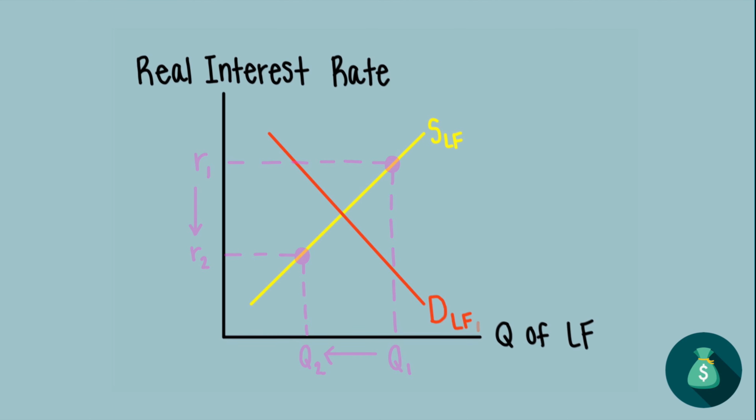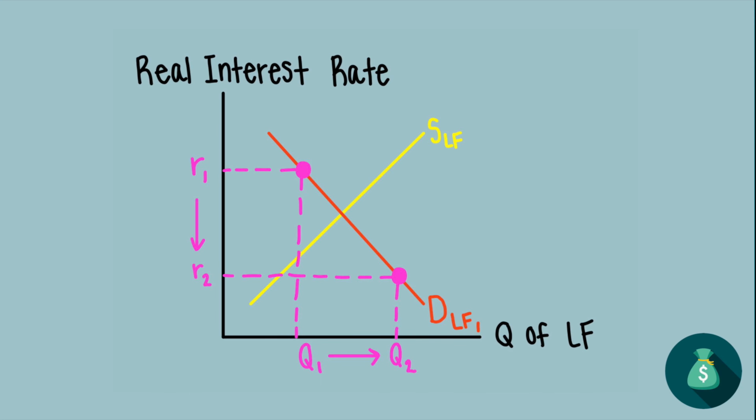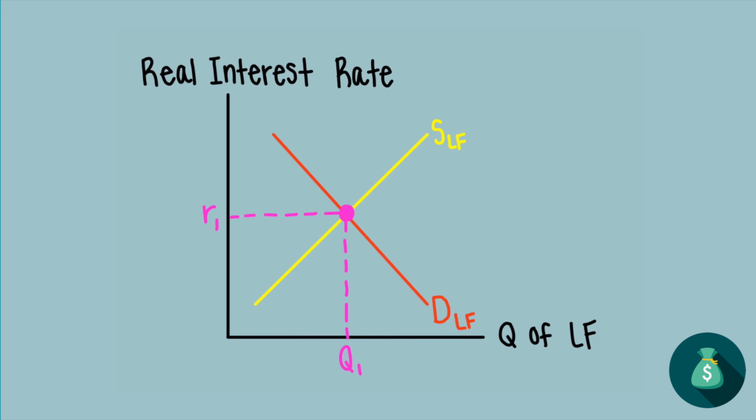The loanable funds demand curve shows the relationship between the quantity of loanable funds demanded and the real interest rate. This curve slopes downward, showing a negative relationship, which means when the quantity of loanable funds demanded decreases, the real interest rate increases, and when the quantity of loanable funds demanded increases, the real interest rate decreases. The two curves intersect when the quantity of loanable funds demanded equals the quantity of loanable funds supplied, indicating that the market is at equilibrium.